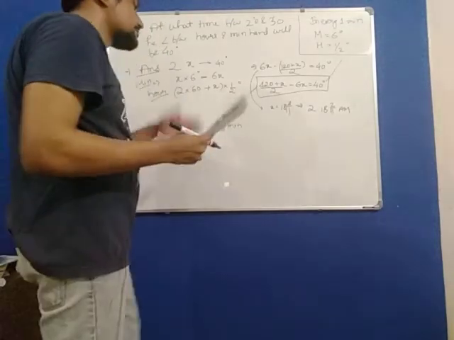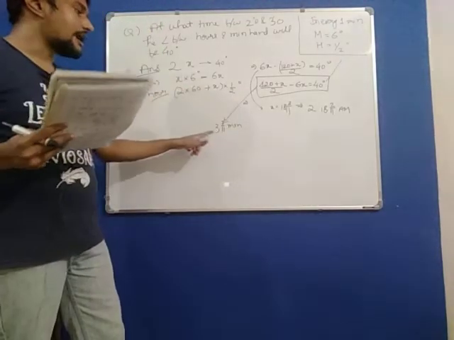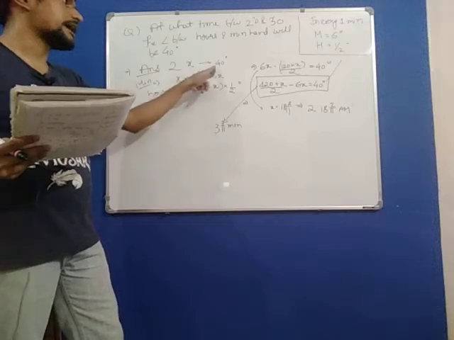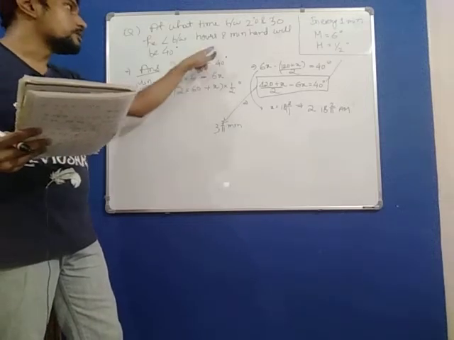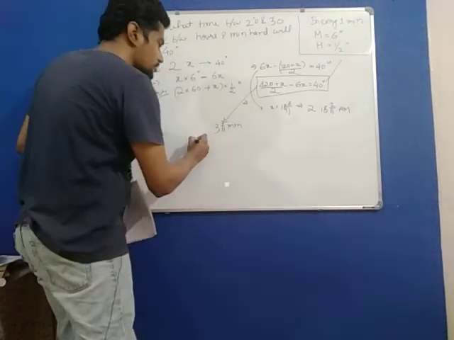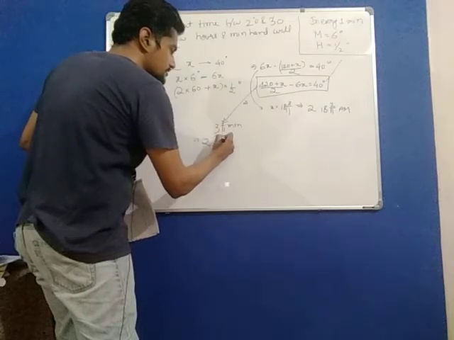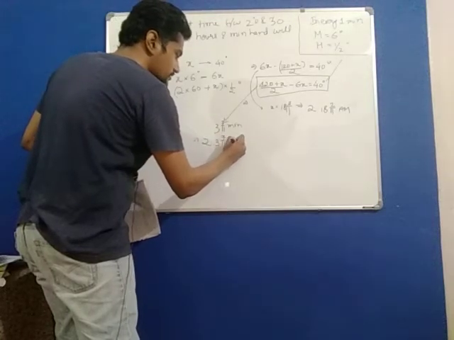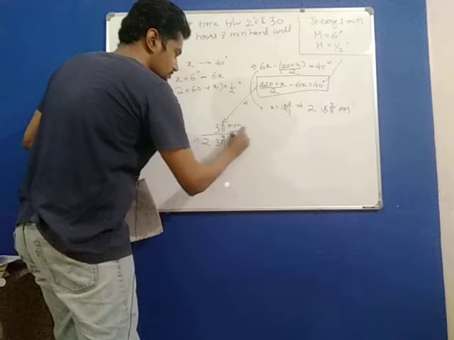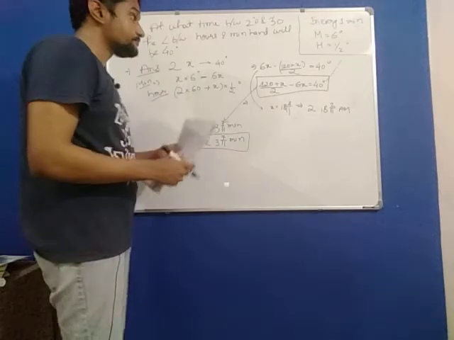Therefore the other time instant at which the hour's and the minute's hand will subtend an angle of 40 degrees between 2 o'clock and 3 o'clock is going to be 7 by 11 minutes. So these are going to be two answers.